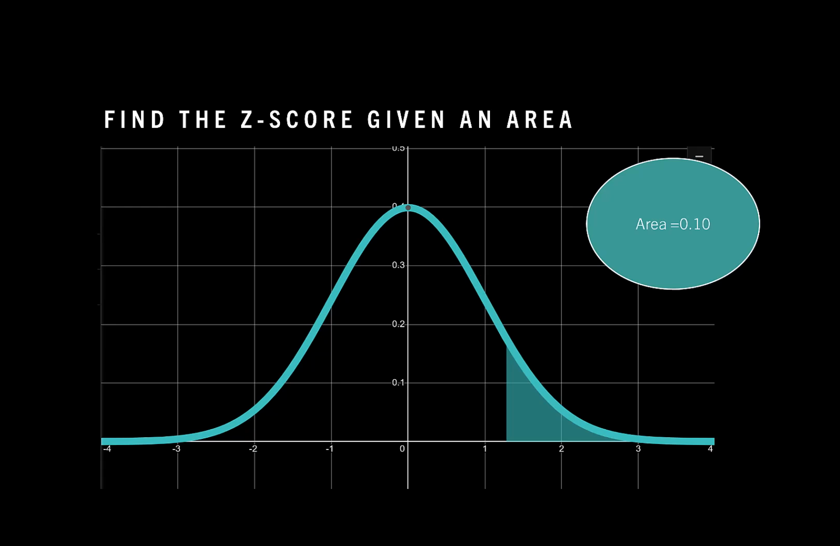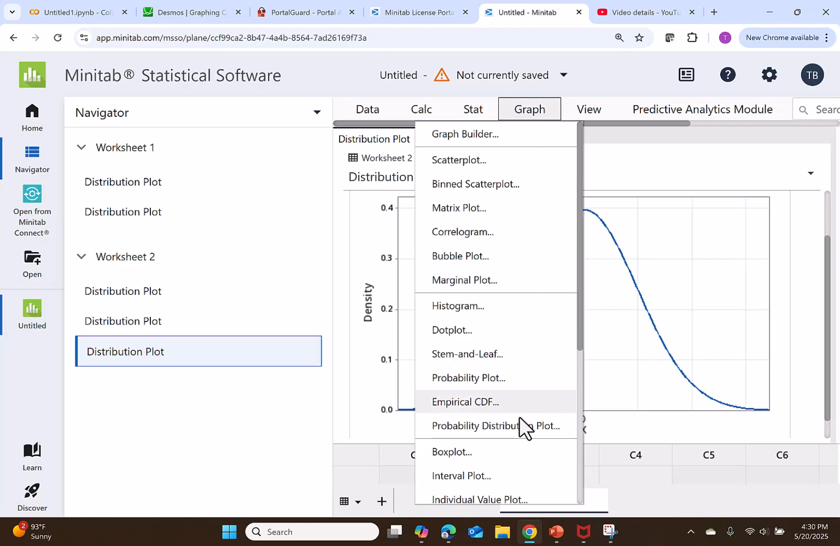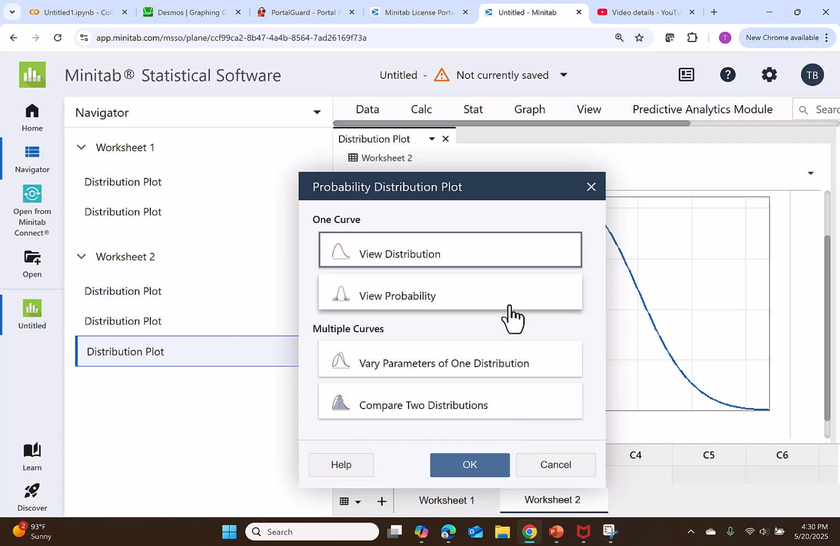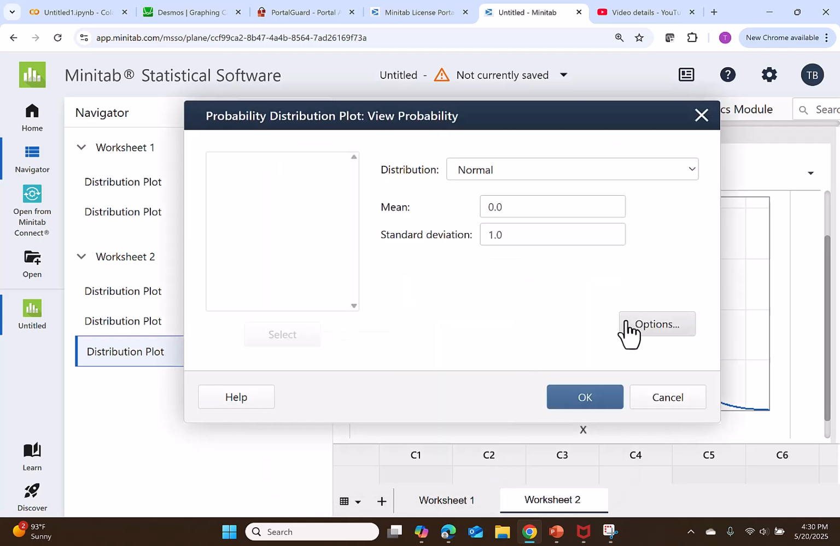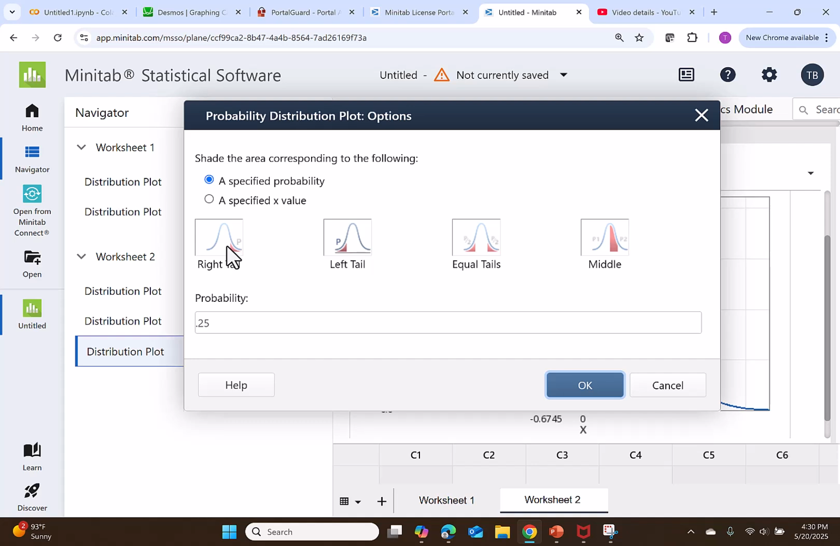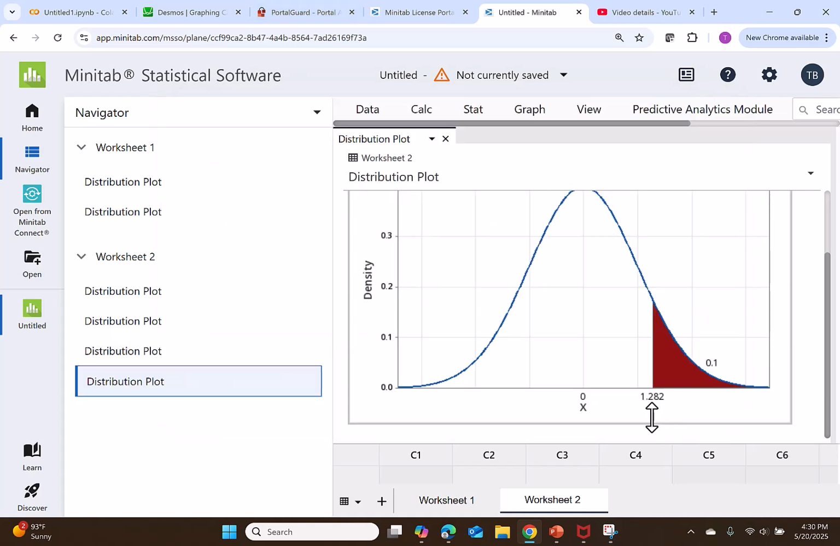Let's find the z-score for an area of 0.10. In this case, our 0.10 is in the right tail. This corresponds to the upper 10% of the distribution. So back to our graph, probability distribution plot, view probability. In our options, we'll switch to the right and we put in 0.10. This shows us a z-score of 1.282.